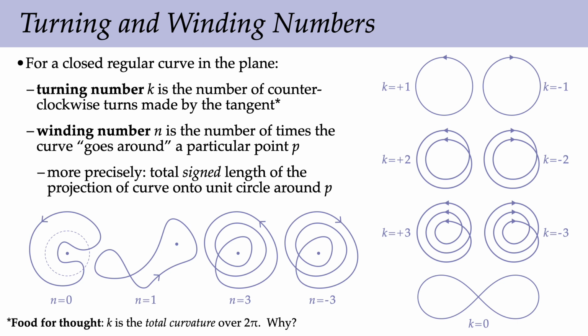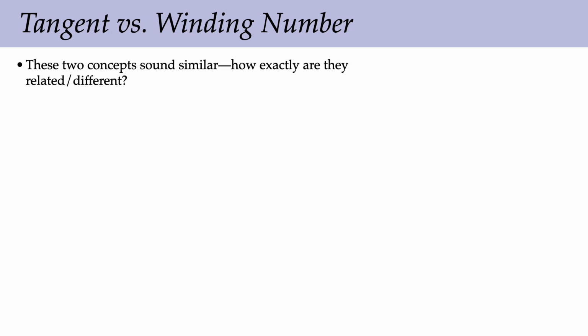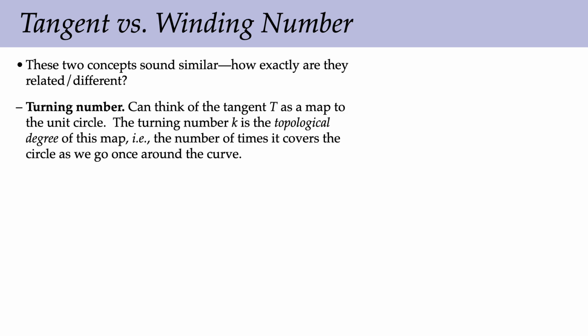Okay? So these two concepts sound very similar. How exactly are they related? Well, here's one way to think about it. We can think of the unit tangent of any curve as a map to the unit circle. Normally we've been drawing tangents as little arrows along the curve, but you could also draw the tangent as a curve where you take your pen and move it back and forth along the circle according to the angle of the tangent.